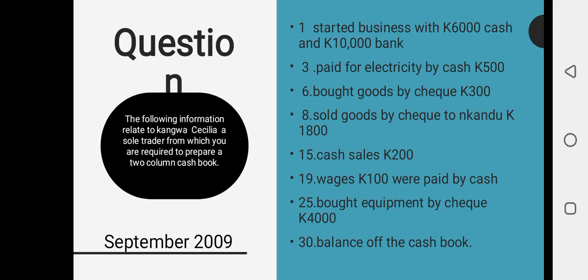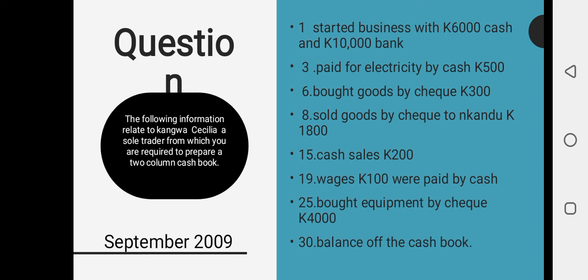Nkandu, okay, which account is being affected again? Yes, Nkandu. Correct, the bank account. Why? Because we have sold goods and we've been given a check. Now, what happens to the bank account? Do we debit or credit the account? Correct, we are debiting the account because we are receiving money in the bank.